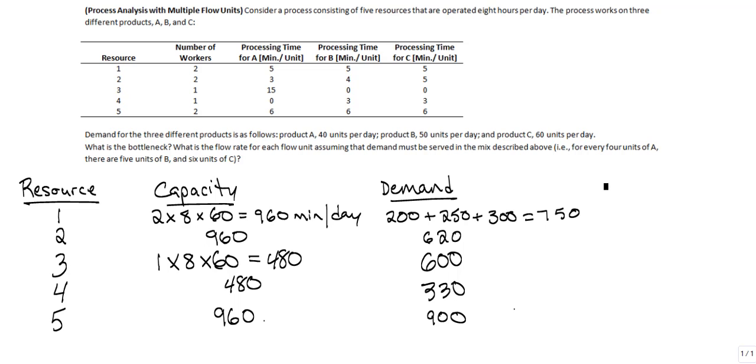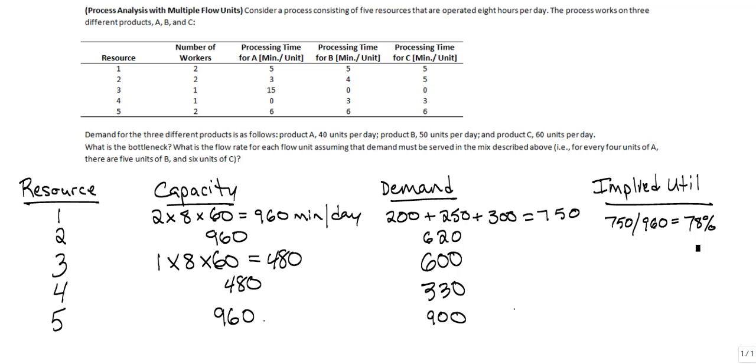With these data points, we can compute the implied utilization at each of the resources, and this will help us identify the bottleneck. Implied utilization is equal to demand over capacity. For resource 1, this would be equal to 750 divided by 960, or 78%.